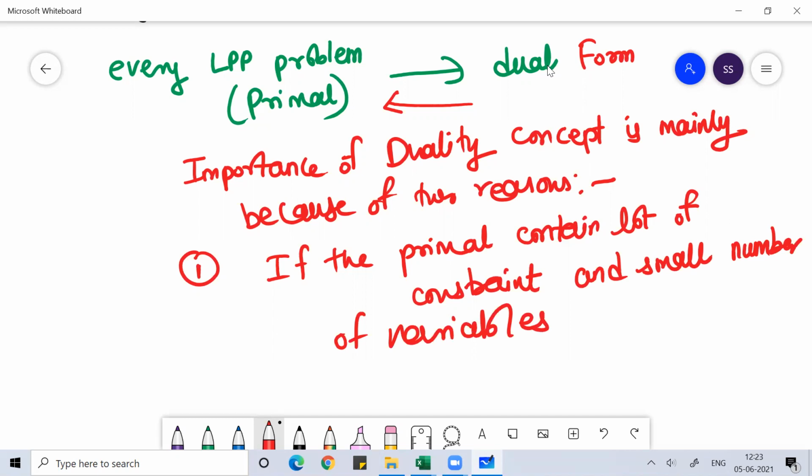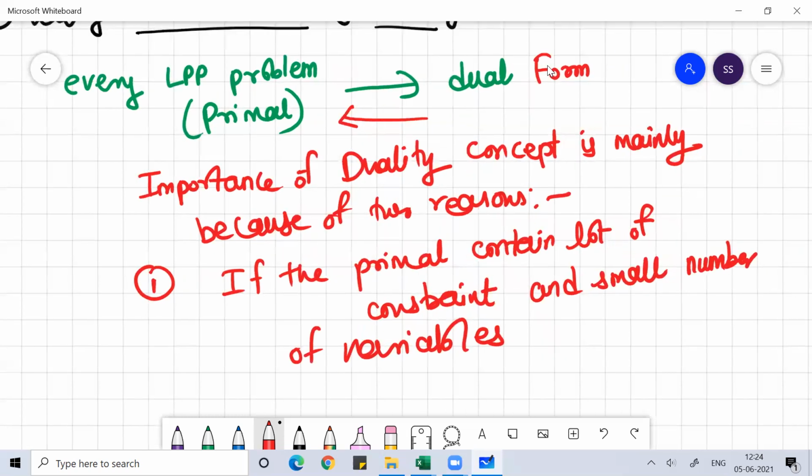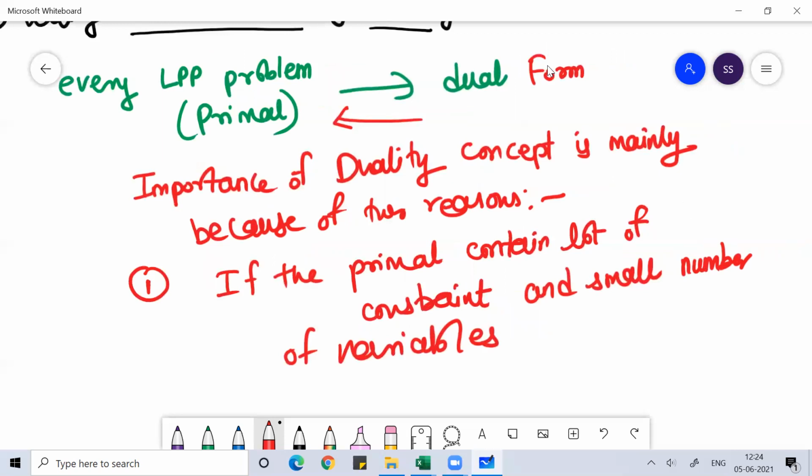It would be better if I can convert that. Imagine, what is better: two variables and five constraints, or five variables and two constraints? I hope you will say five variables and two constraints. That is what we do when we convert the primal into the dual. So if the primal contains a large number of constraints and a small number of variables, then the labor of computation can be reduced by converting it into the dual problem and solving it.